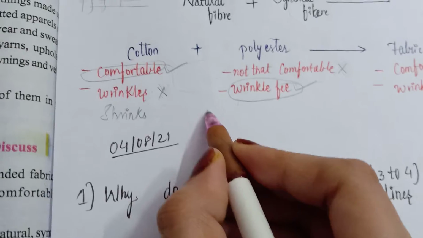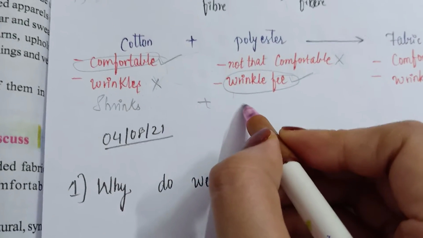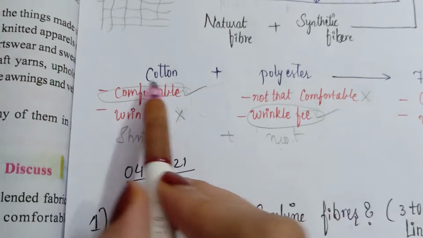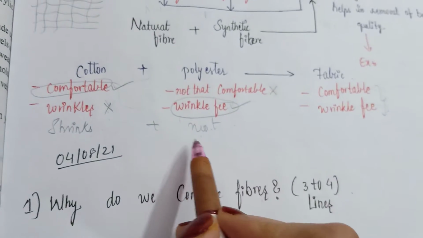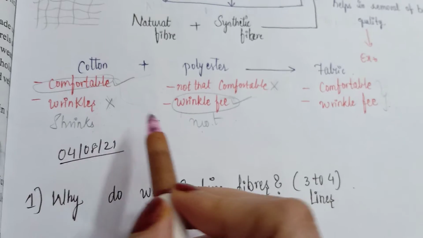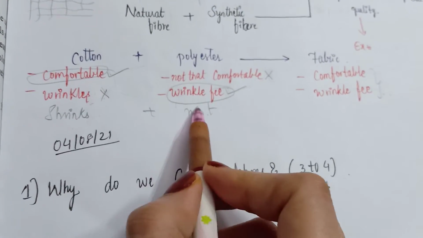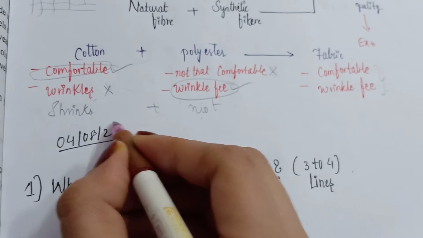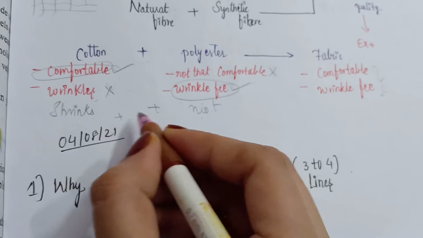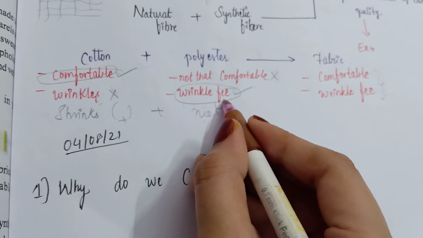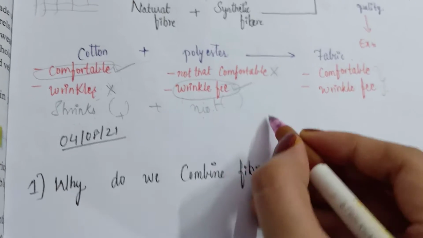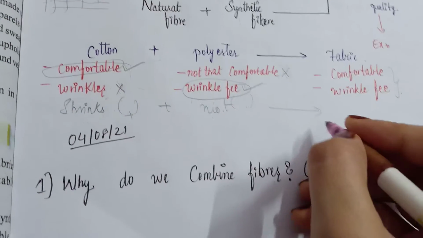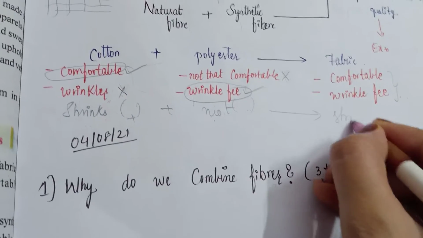While this polyester does not get shrink. So polyester does not shrink on washing but cotton does. So in order to avoid this shrinkness, we have to combine this cotton with this polyester. Then you will combine this in equal ratio, in proper ratio. I mean the ratio number of these should be equal, right? In proper ratio you have to combine. Then you will get a shrink free.